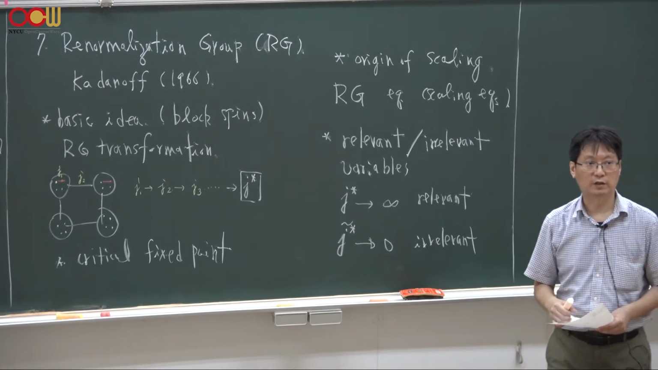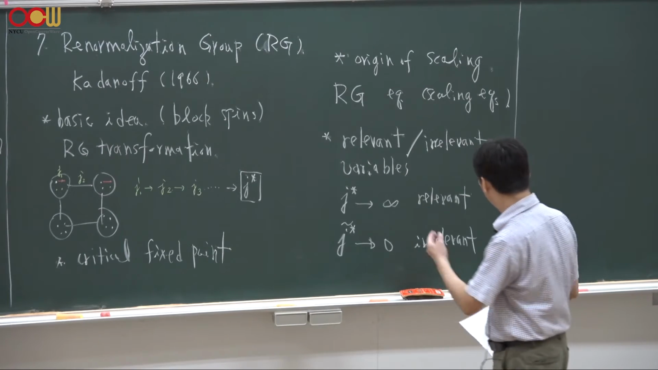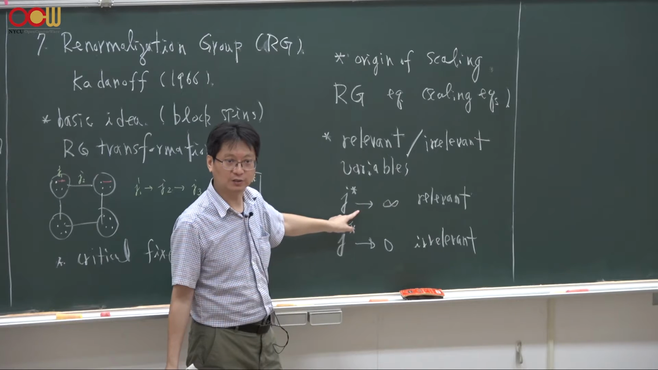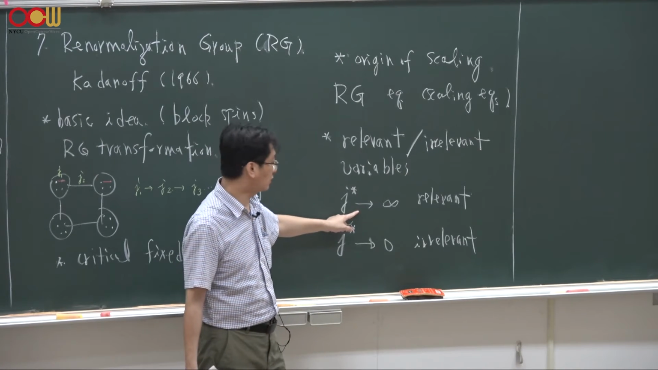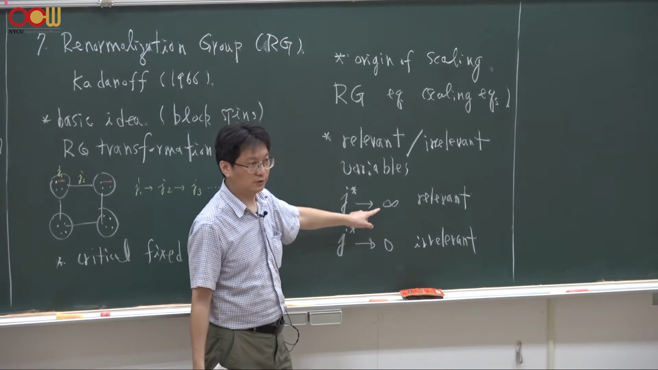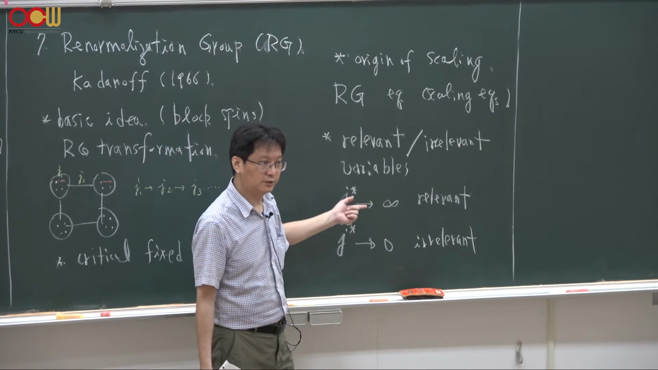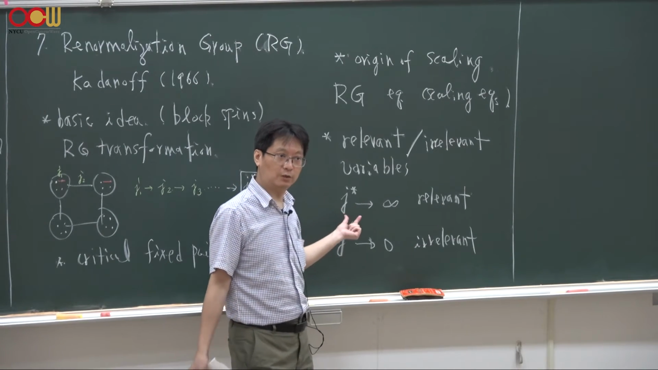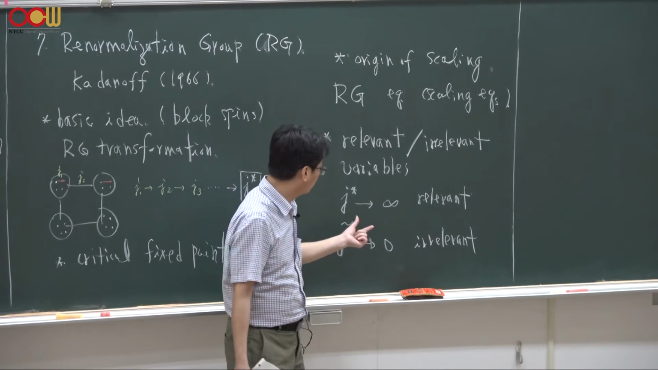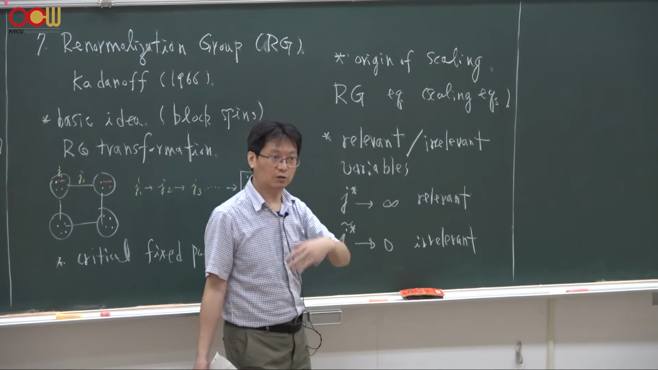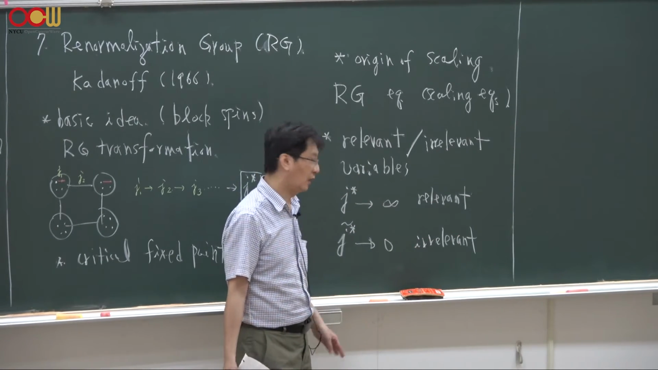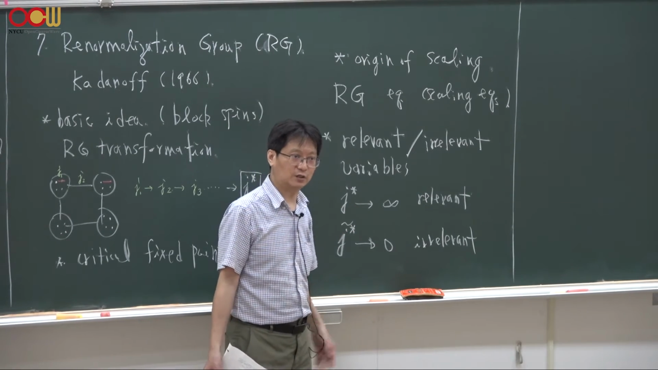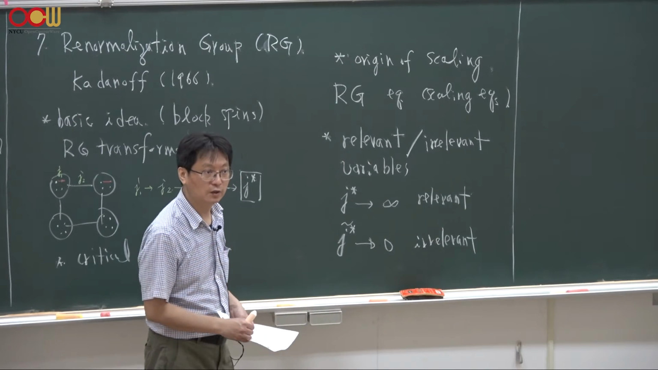The relevant variable is relevant because it is the most important quantity near the transition, because it flows to a large value. Of course, any physical variable cannot be infinity, but this simply tells you that if you keep doing this RG transformation, these variables will become the most important variables of all, which tells you that you can ignore all the other variables in your system and simply replace them by the single variable near the transition. So that's what we call the relevant variables.